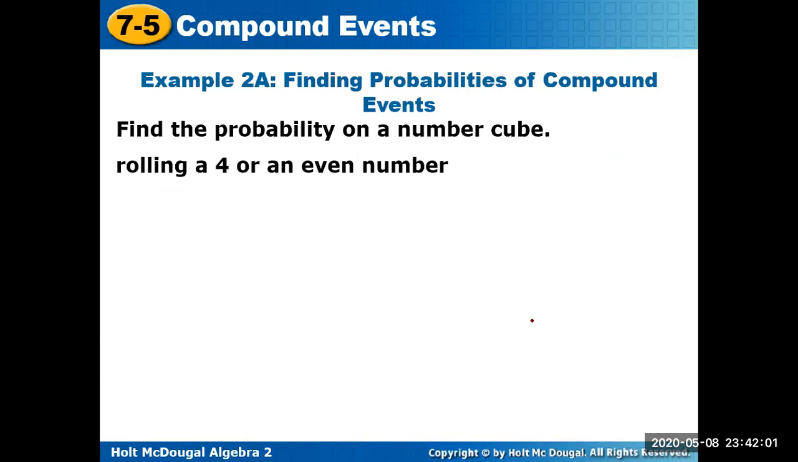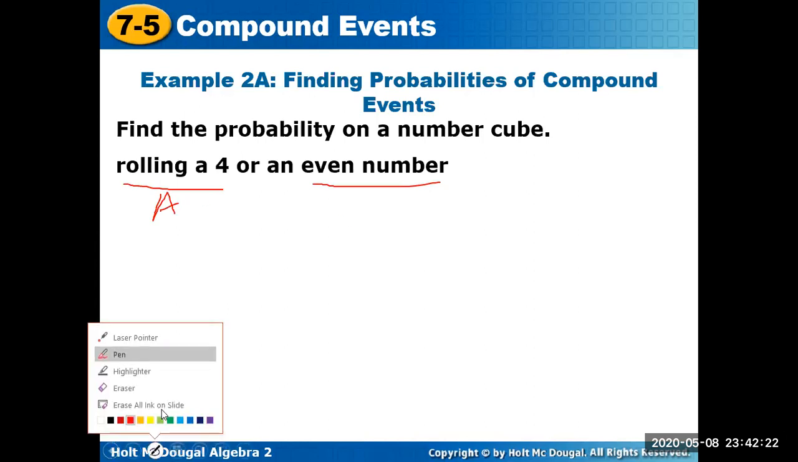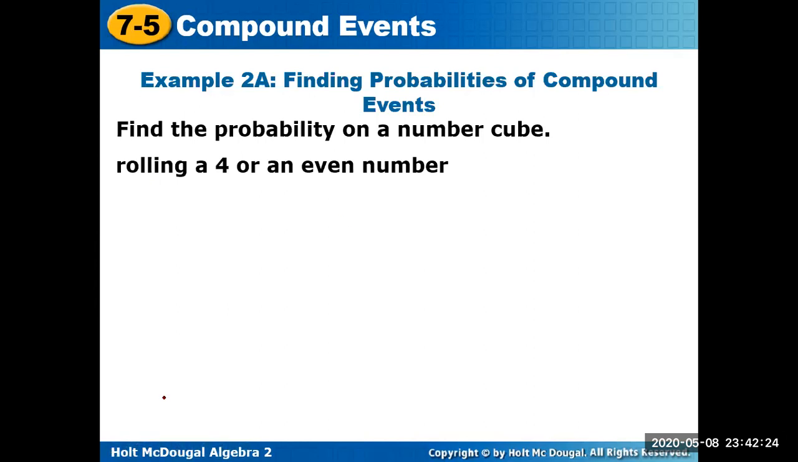Now let's solve an example. Find the probability on a number cube of rolling a 4 or an even number. So rolling a 4 is my event A, and rolling an even number is my event B.